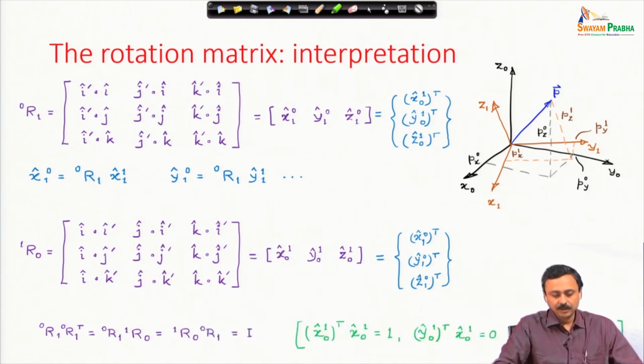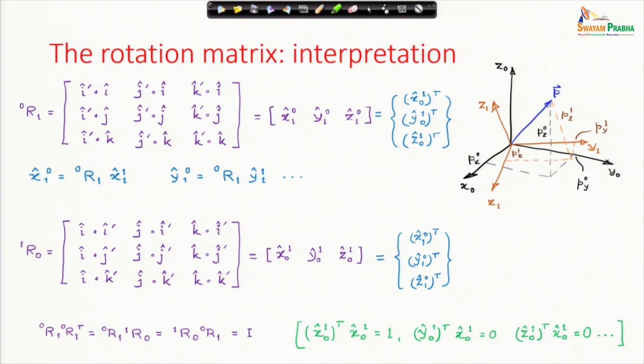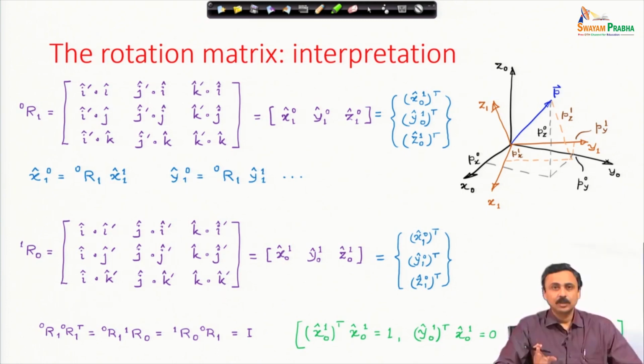This we have seen, we have looked at orthonormality: the dot product of any two different columns is 0, the dot product of any two different rows is 0, the dot product of a column with itself is 1, the dot product of any row with itself is 1.